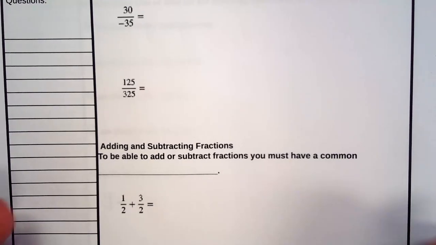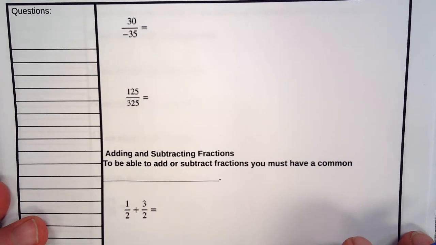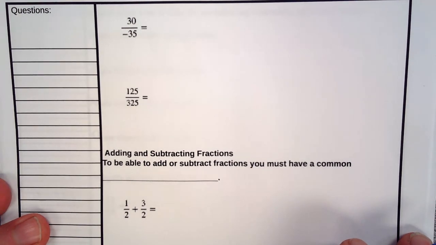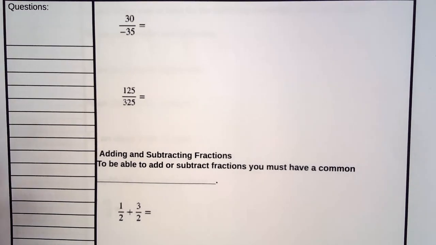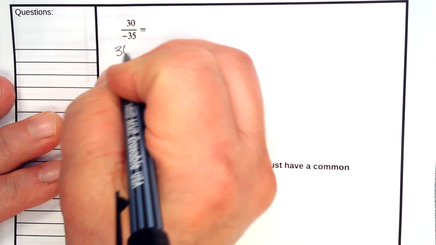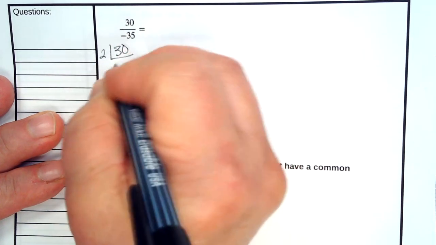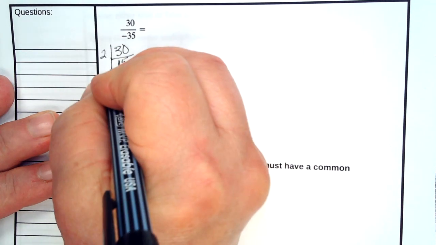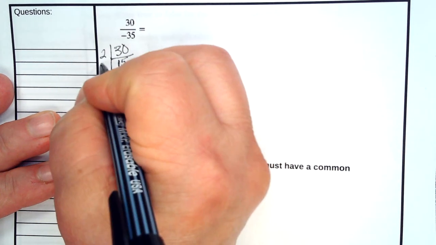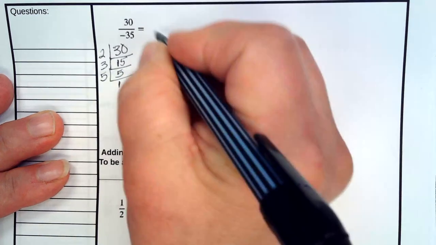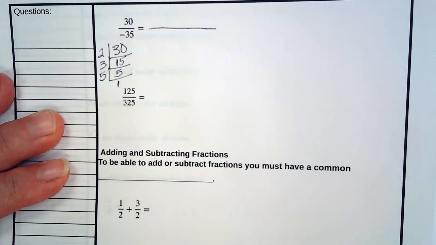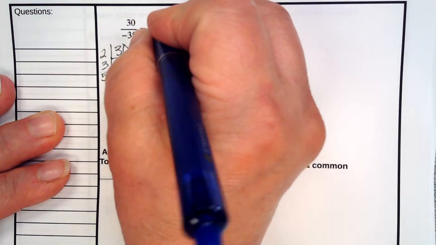Okay, let's look at 30 divided by negative 35. First thing you do is analyze. What happens when I divide a positive number by a negative number? I get a negative number, so we know our answer is going to be negative. So let's see what the factors of 30 are. It is even, so I can divide it by 2 and get 15. 15 is not even. I can divide it by 3 and get 5. I can divide 5 by 5 and get 1. So the top is 2 times 3 times 5.